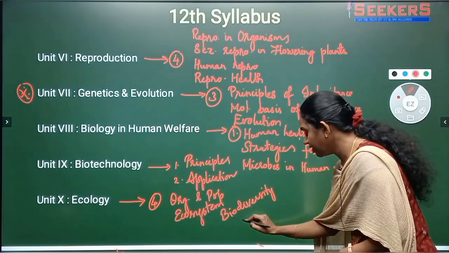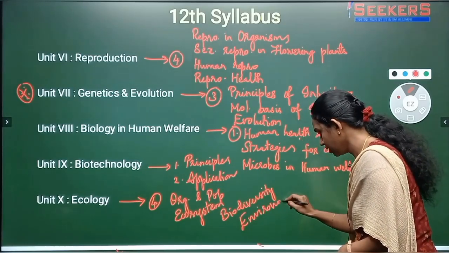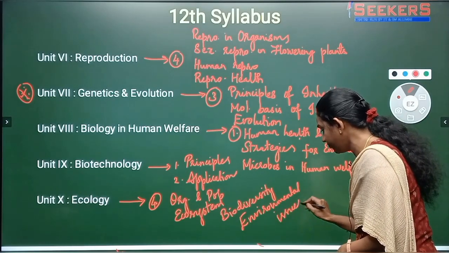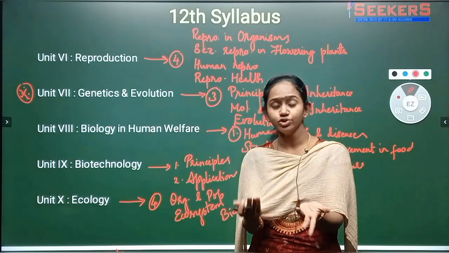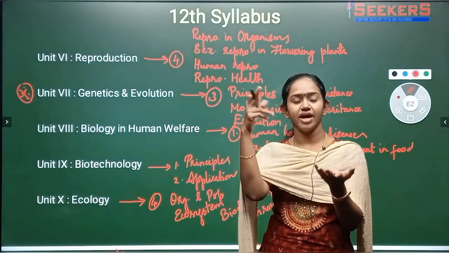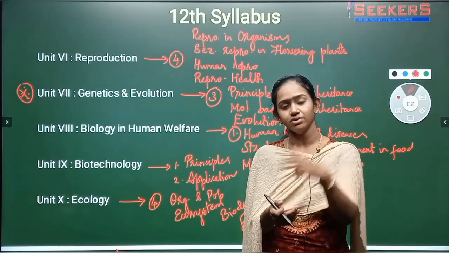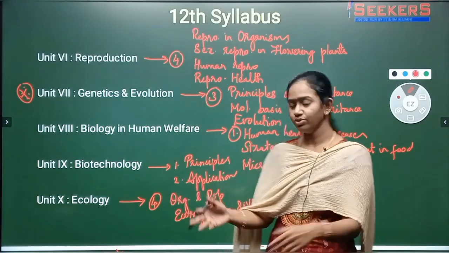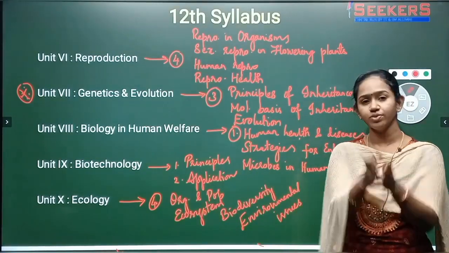Right? And the very last chapter is environmental issues. Here we are going to deal with the different issues faced by the environment due to anthropogenic activities, that is air pollution, water pollution, radioactive pollution, greenhouse effect, global warming, ozone layer depletion. So this is purely based on your environment, and how to protect your environment from all these issues.